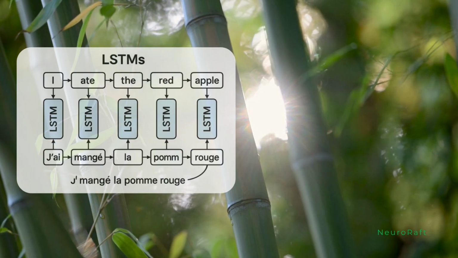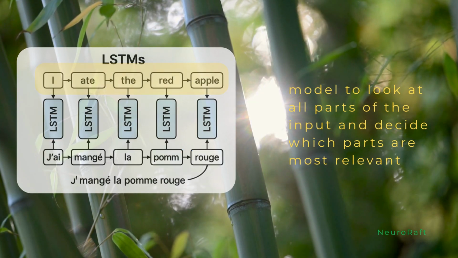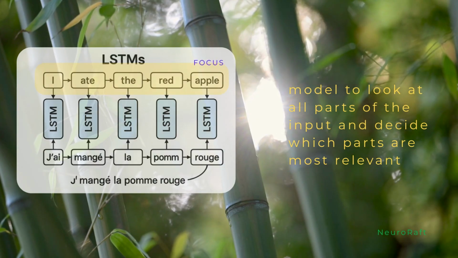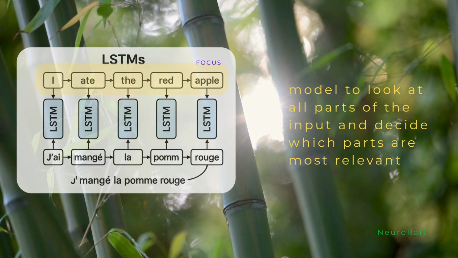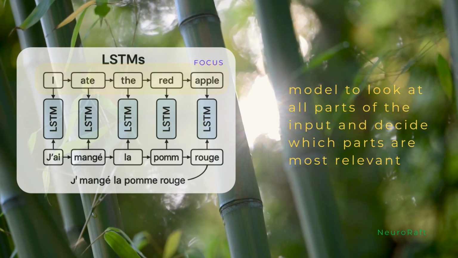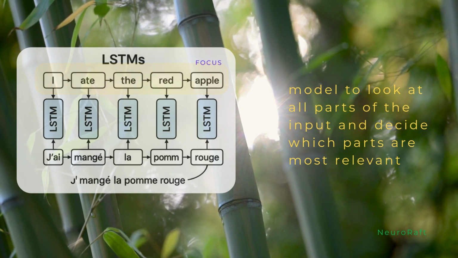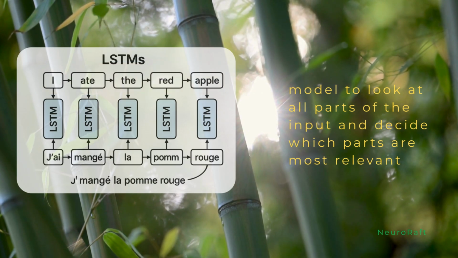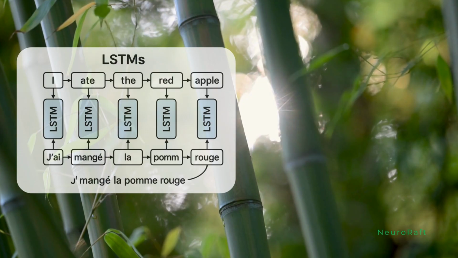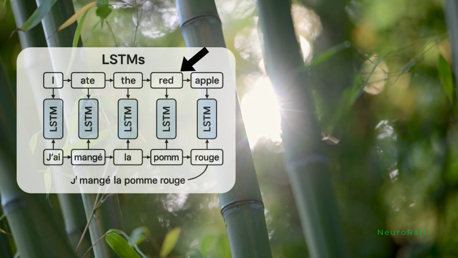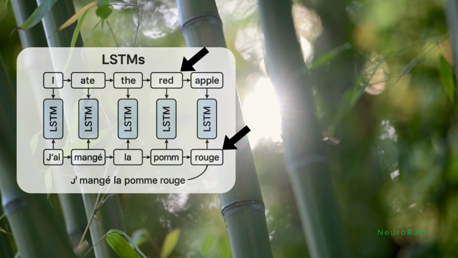Attention solves this by allowing the model to look at all parts of the input at once and decide which parts are most relevant for each part of the output. This is similar to how a human might focus on a specific word in a sentence to understand its meaning. This ability to focus makes attention a core component of modern large language models, LLMs. For this example, attention helps the model correctly associate red with rouge, even though their positions in the sentences are different.